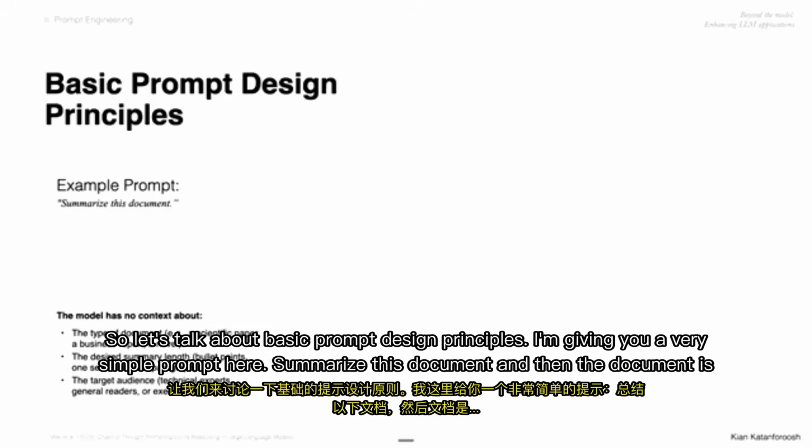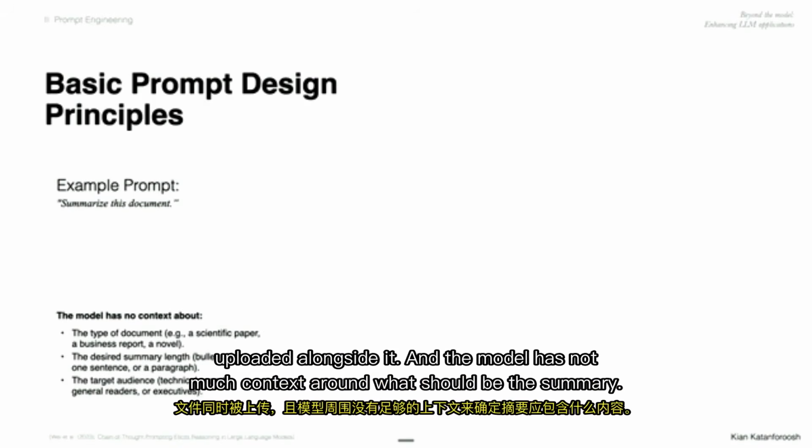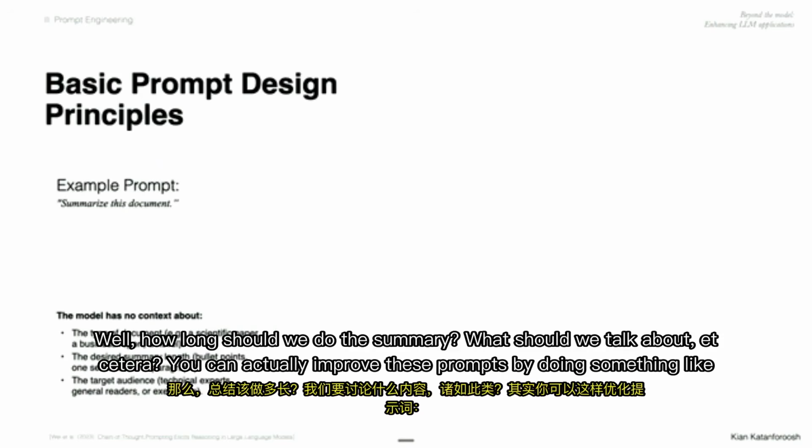So let's talk about basic prompt design principles. I'm giving you a very simple prompt here: "Summarize this document," and then the document is uploaded alongside it. And the model has not much context around what the summary should be. How long should the summary be? What should it talk about, etc.?